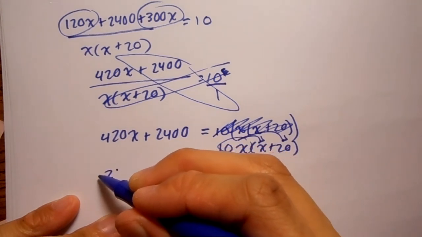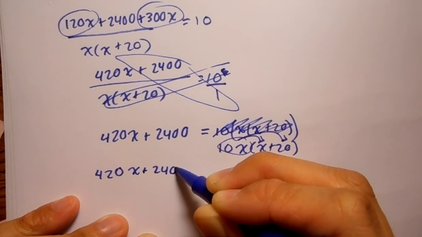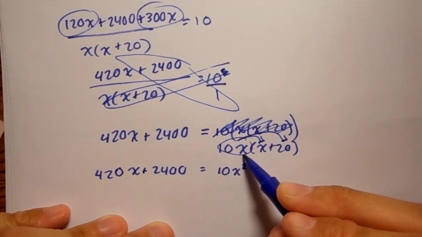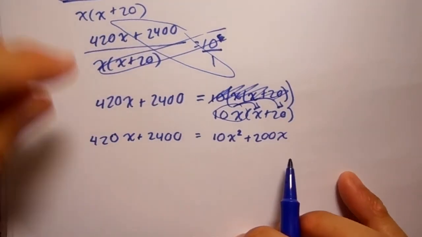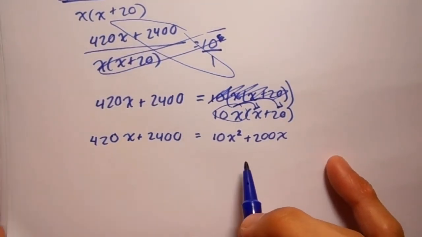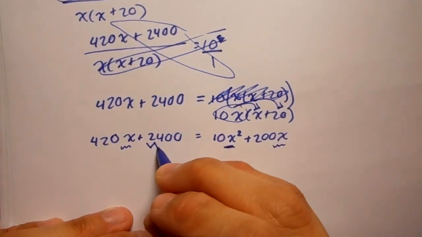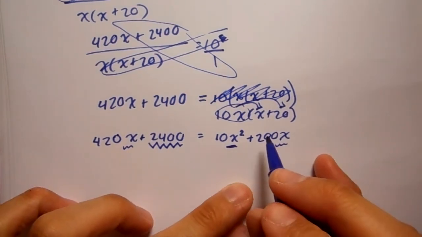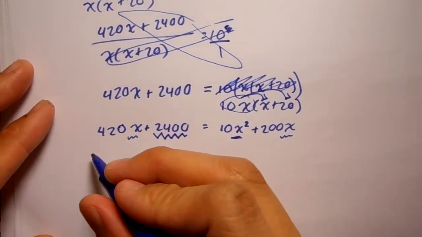So this side is still going to be chilling. So 10x times x is 10x squared. 10x times 20 is going to be a 200x. So then how many different types of terms do you have? Well, you've got 3. You have an x squared, x's, and then naked numbers. So we're going to move it all to one side. So I'm going to choose the right side to keep the x squared positive. It doesn't really matter, but for consistency.